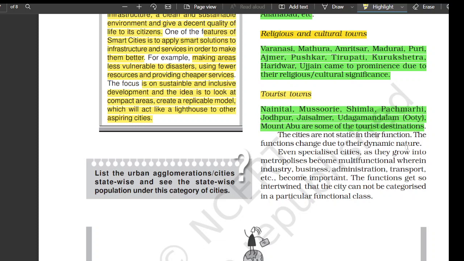The cities are not static in their functions; the functions change due to their dynamic nature. Even specialized cities, as they grow into metropolises, become multifunctional, wherein industry, business, administration, transport, etc. become important. The functions get so intertwined that the city cannot be categorized in a particular functional class.